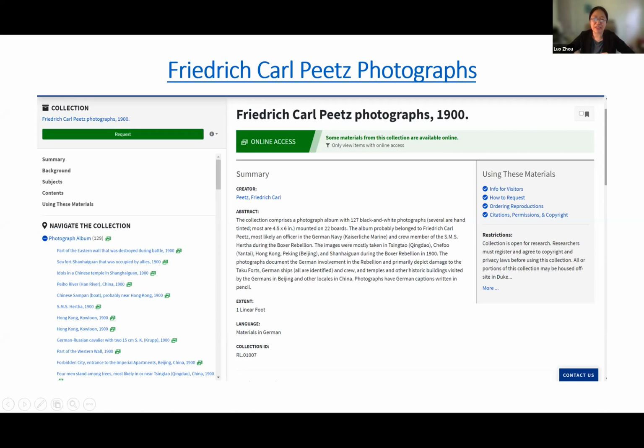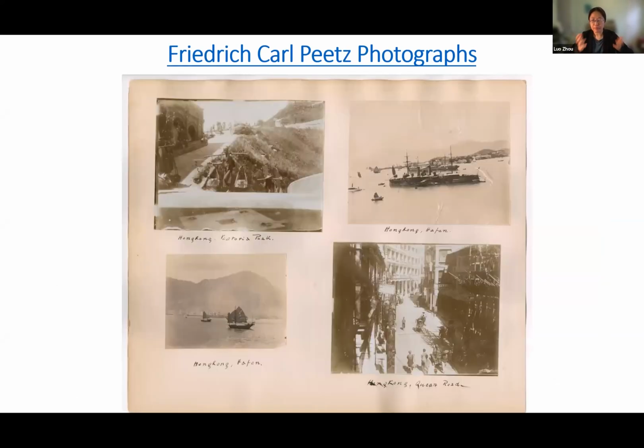And as you can see here, we already digitized this photo album. I mentioned it's a photo album. So here is one example of one page from that album. And as you can see, these are 4 photos from Hong Kong. And the photographer has handwritten captions beneath each photograph. And I'm going to use this photograph in the corner as an example to show the detailed metadata that we had for this one.